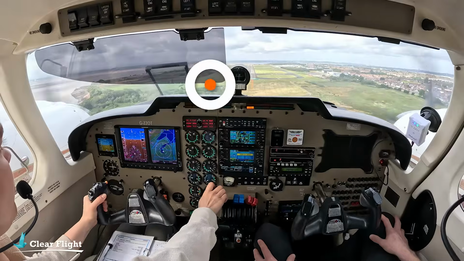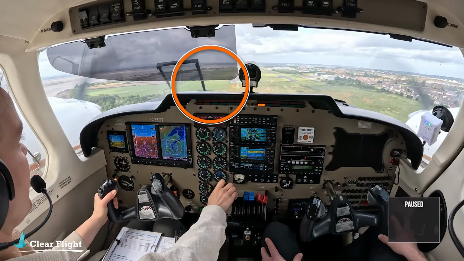As they add full power on the left engine, you can see the nose yaws to the right, and the runway has moved to the other side of the compass. This tells us that as they move the left throttle from a low approach power setting all the way up to full power, they haven't used enough rudder to counteract the yaw.